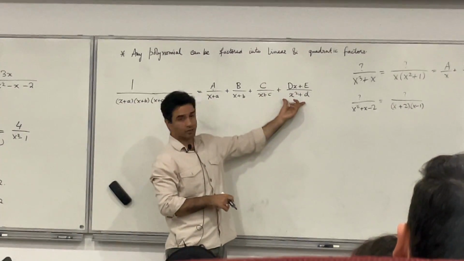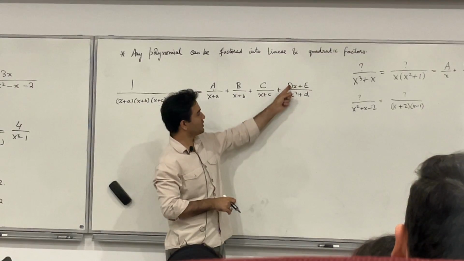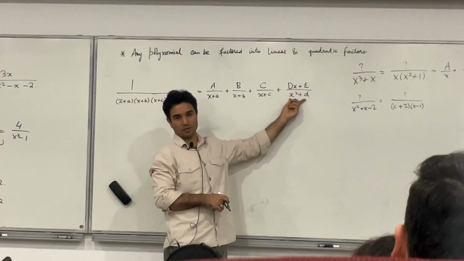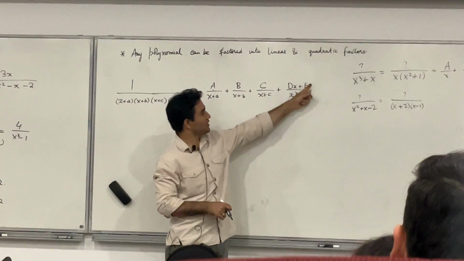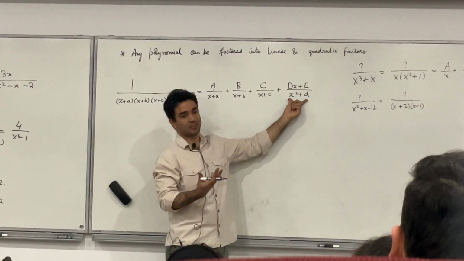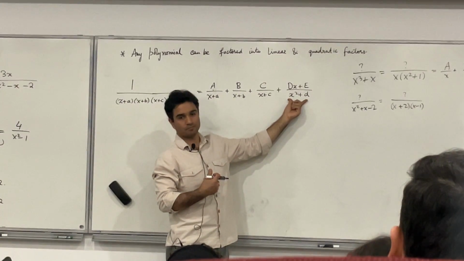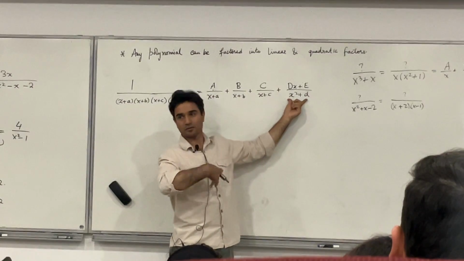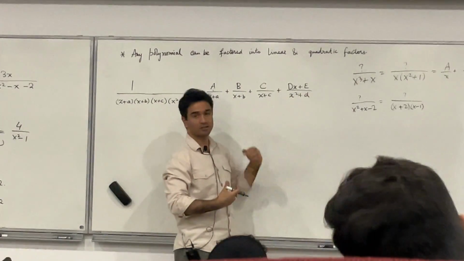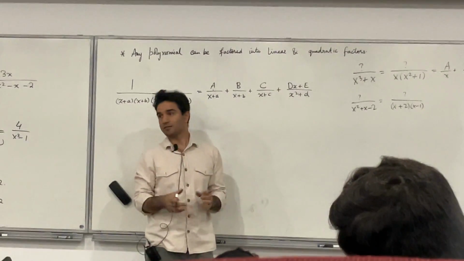And then to integrate such a thing, obviously the linear part, the dx over this part is u substitution. Whereas the e over this part, that's arctan. Is something squared plus 1, something squared plus d here. The integral of that is with arctan.